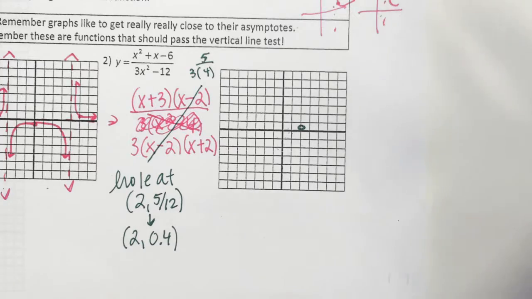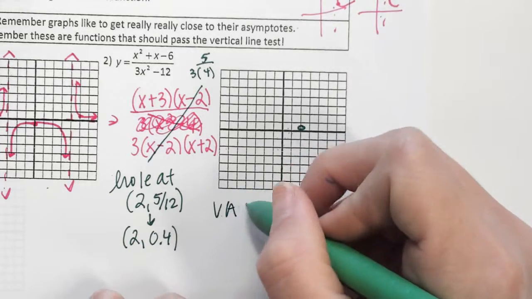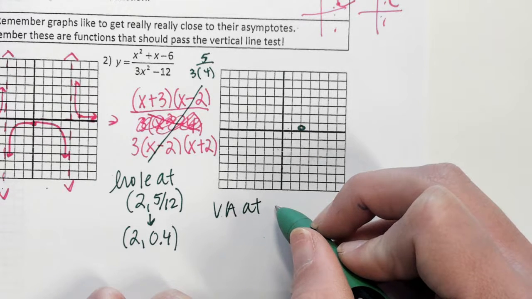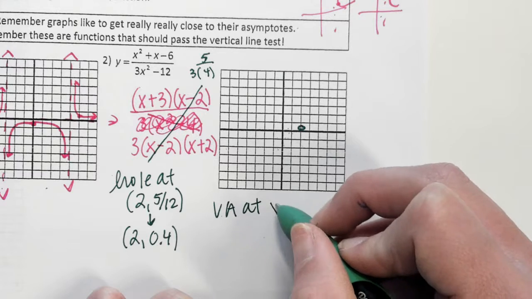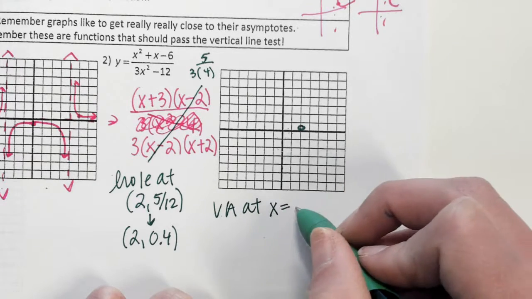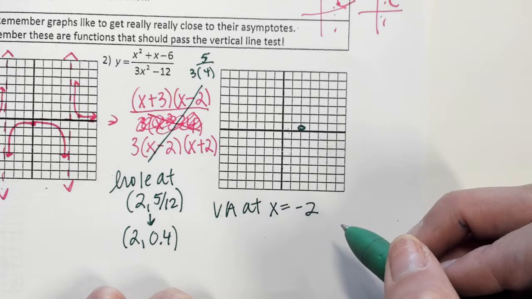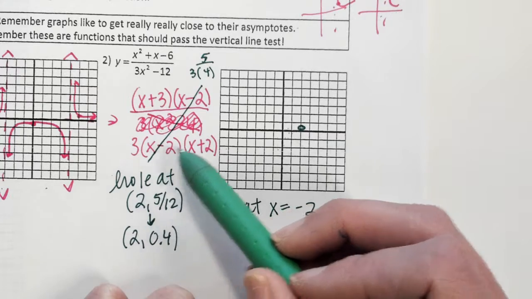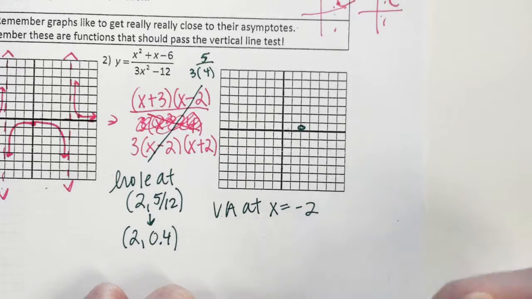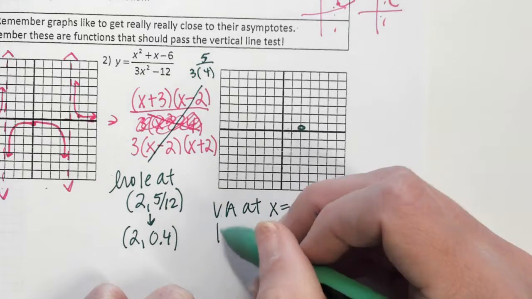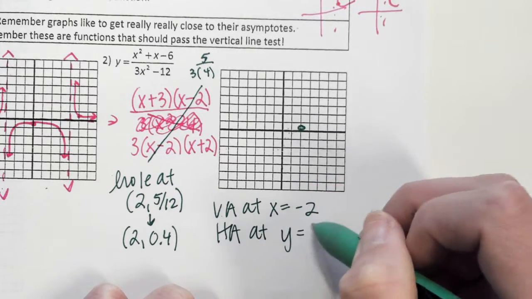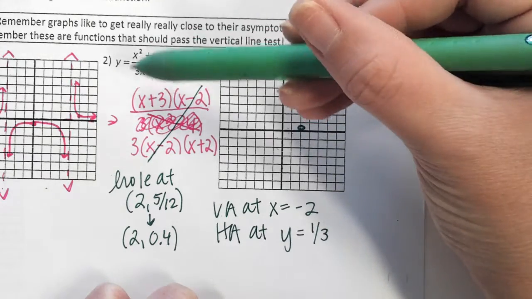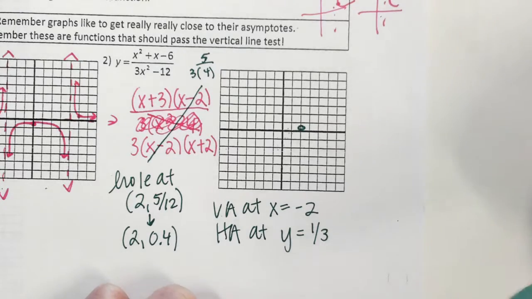Alright, Sierra, what would be my VA on this one? Almost. Yes. Somebody tell me how she got that. Yes. Set the bottom equal to 0. Can we set this equal to 0 and solve for anything? Nope. So that's why we just set the other factor equal to 0. Darius, what's my HA on this one? Good. Everybody see how we got that? The exponents have a 2 and a 2 on top and bottom, so I just divide their coefficients. So that's why it's at y equals 1/3.